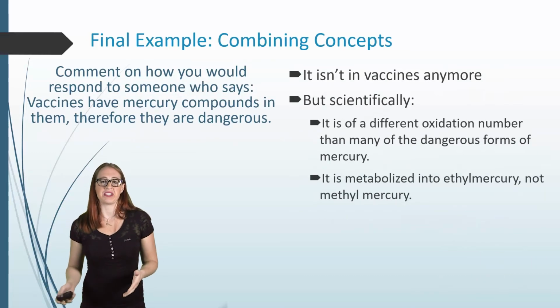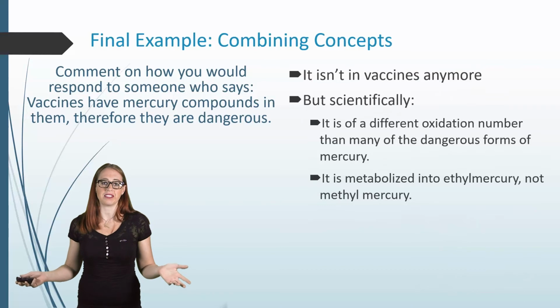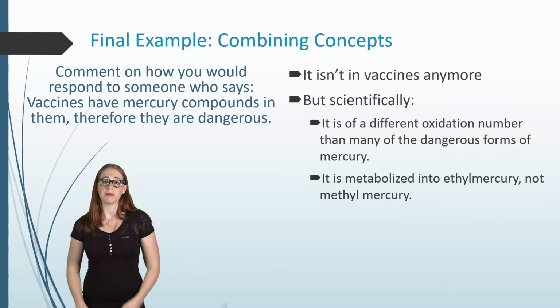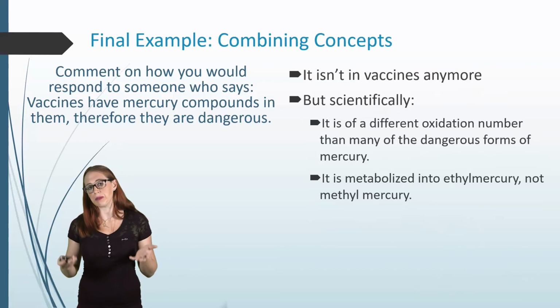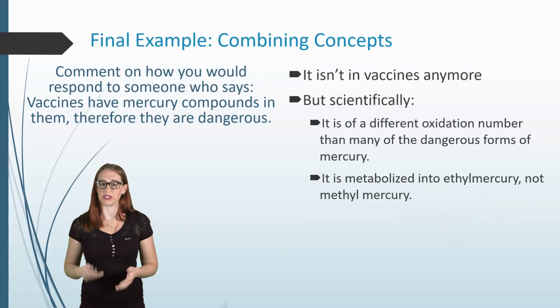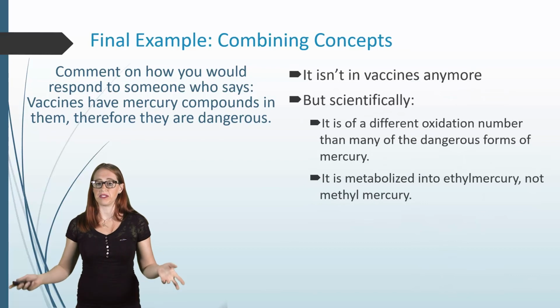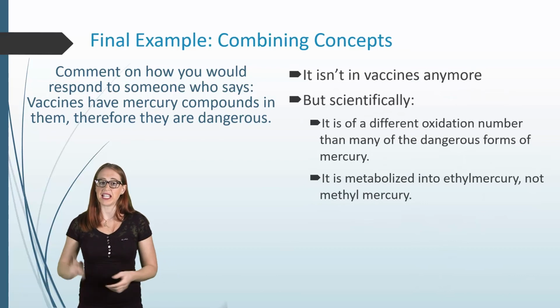There are lots of different ways to reassure someone about thimerosal. Of course, the biggest one is to remind people that there is no longer thimerosal in vaccines, not because it isn't safe, but because the FDA and the CDC were concerned about people's perception and chose to remove it to make sure that parents would continue to vaccinate their children. But if you want to talk about it scientifically, and you want to talk about both of the topics that we discussed in this video, it has a different oxidation state than many of the toxic forms of mercury, and it has different ligands from the other toxic forms.